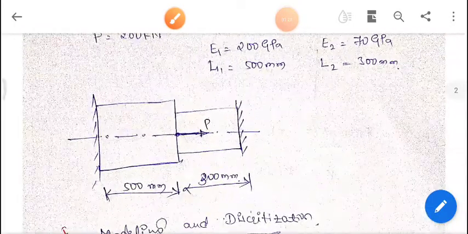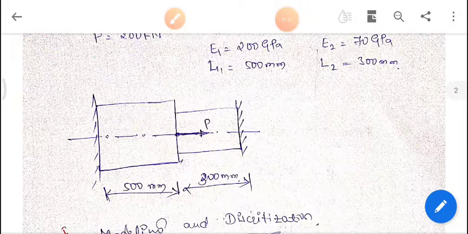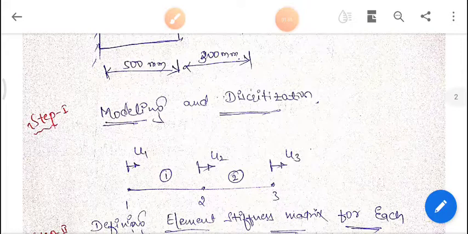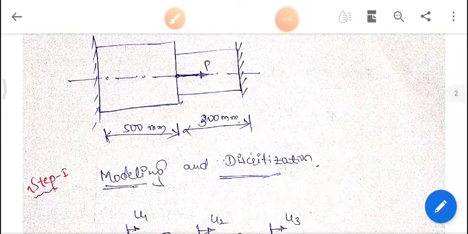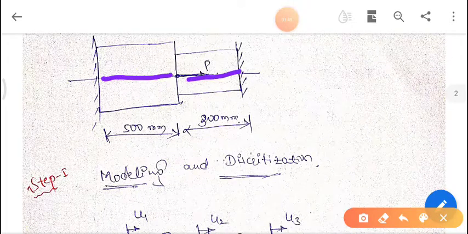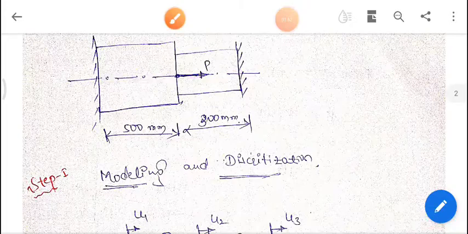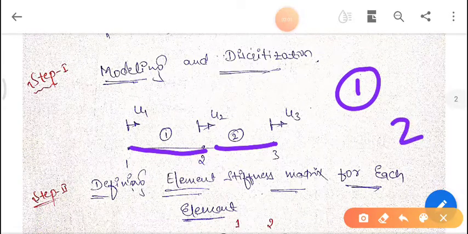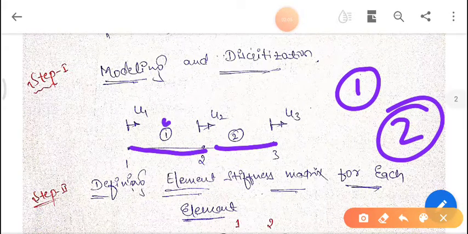Now we'll go by the stepwise solution so that it is easy to understand. The first step of the problem is modeling and discretizing, where the given problem is modeled and discretized into a number of elements. Here you can see we have two steps, step 1 and step 2. Since we have two steps, we have discretized this problem into two elements, element 1 and element 2. Element 1 is represented by 1 and element 2 is represented like this, you can see here.